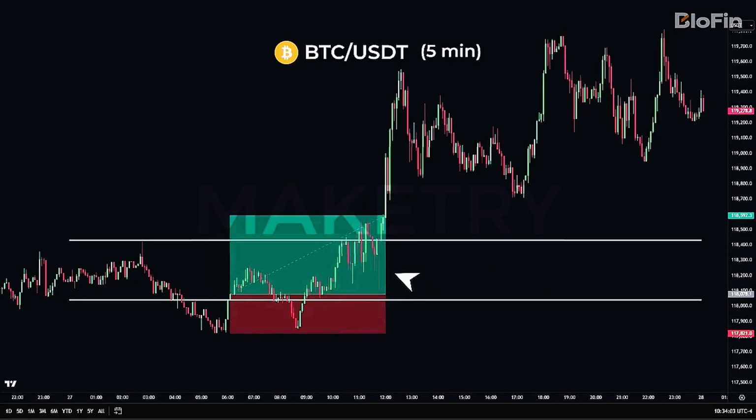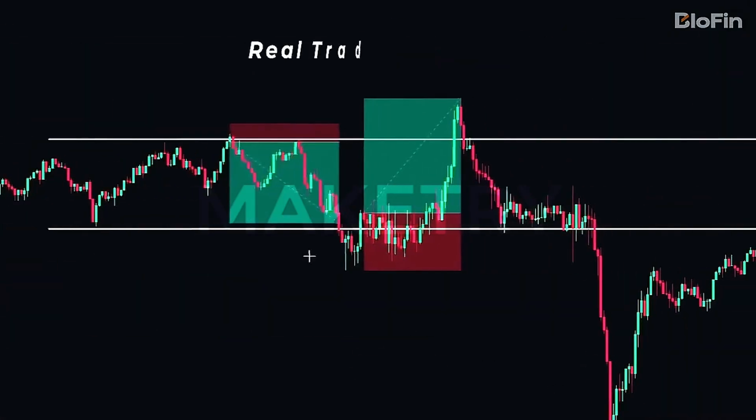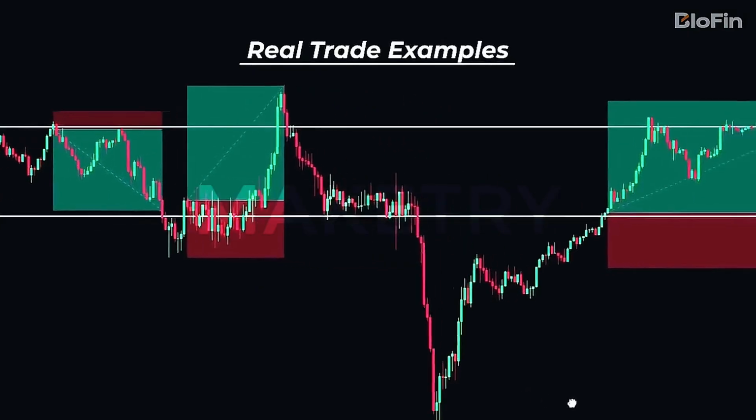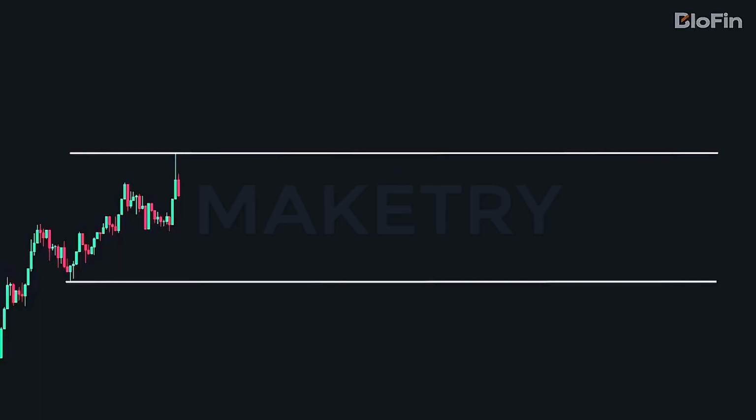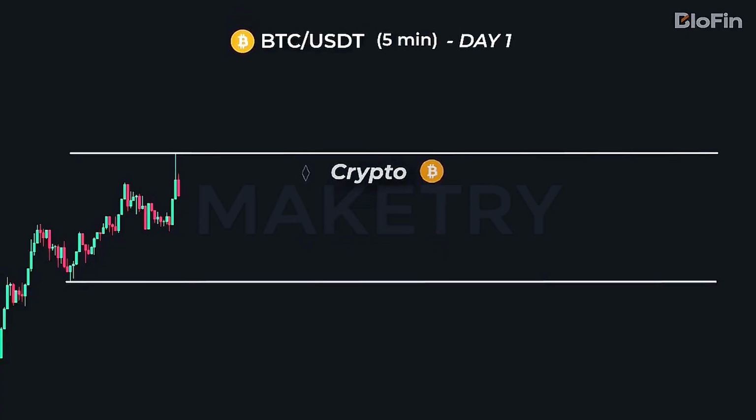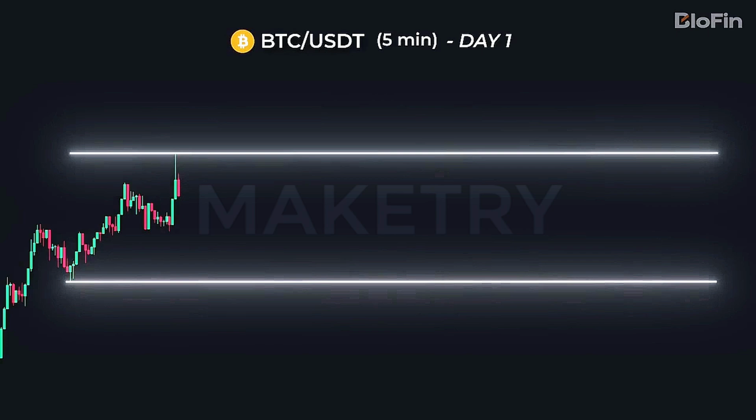Now that you understand how the overall strategy works, let's take a look at some real trade examples across different markets, so you can see just how well this strategy performs. So, let's start with crypto. Here, I'm on the Bitcoin 5-minute chart, and I already have the 4-hour range marked.